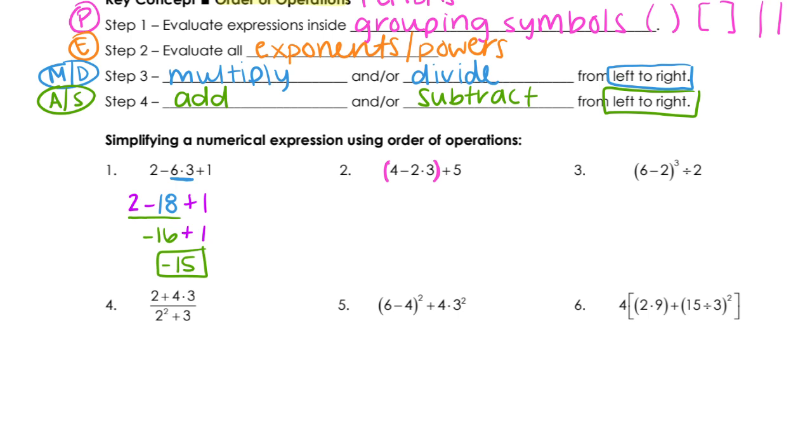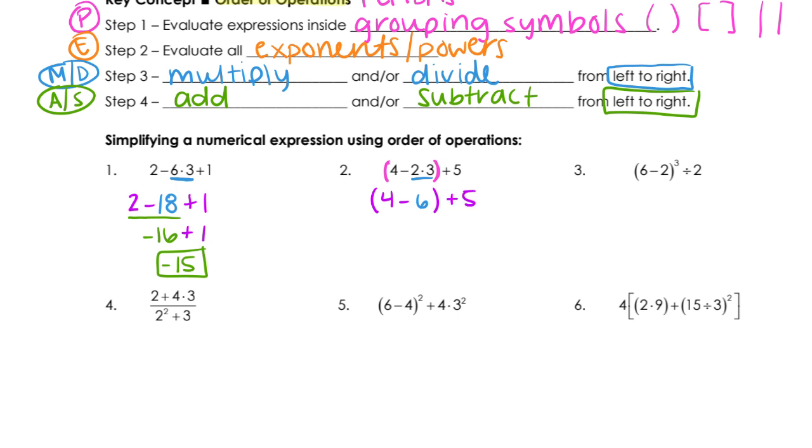I would multiply first. So I'm going to do 2 times 3 here. So I'm going to bring down the parentheses, and the 4 minus 2 times 3 is 6. And then I'm going to end the parentheses and then bring down that plus 5.